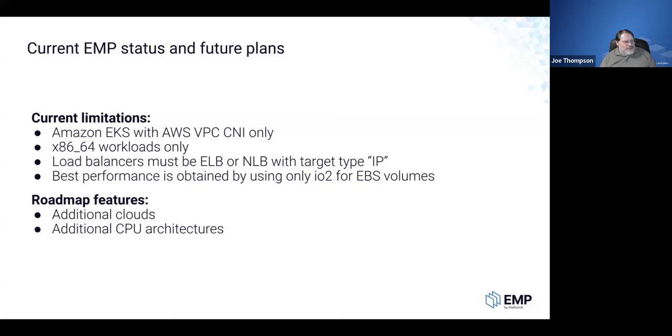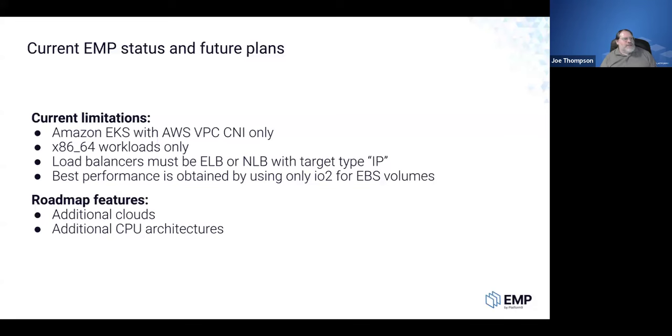For the cluster support, we do support Amazon EKS. You are currently required to use the AWS VPC CNI, the cloud networking interface, ClusterNet. I forget what CNI actually stands for. You can currently only run basically x86 workloads. I put x86_64. Some people call it AMD64. I don't know if anybody's still running 32-bit workloads in EKS, but if you are, why?